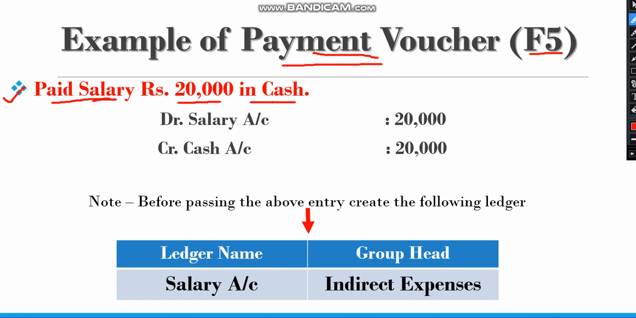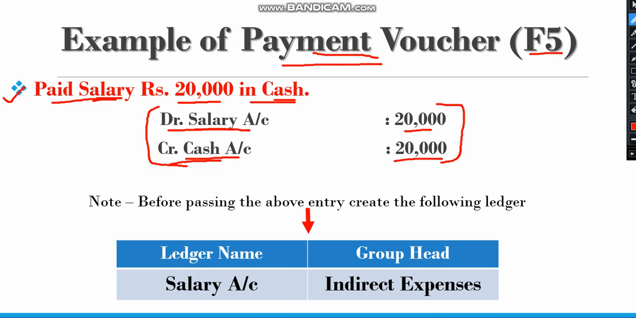So the journal entry of this example is salary account debit, 20,000 to cash account. Now cash is a real account and salary is a nominal account. So apply the golden rule of accounting and make the journal entry. So the journal entry is what? Salary account debit to cash account.